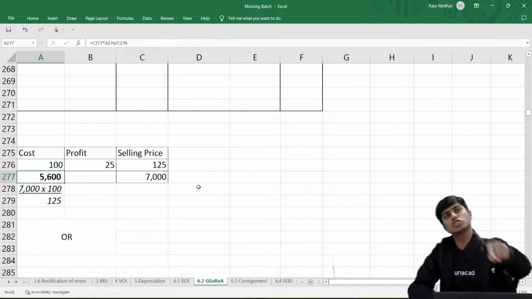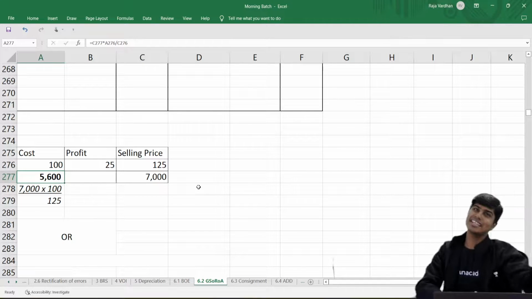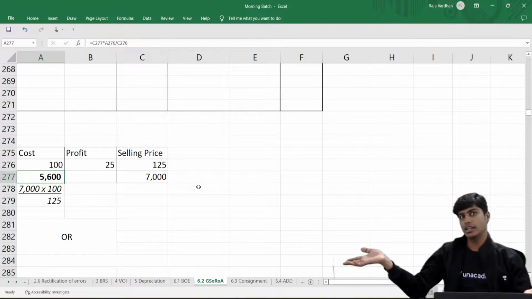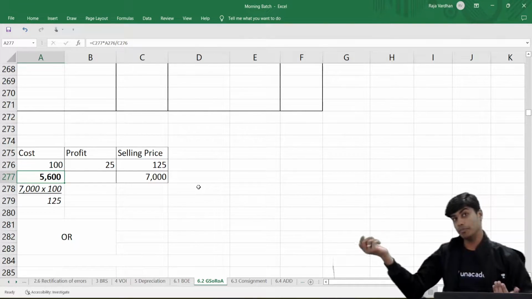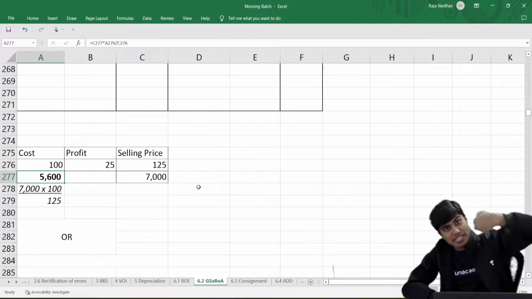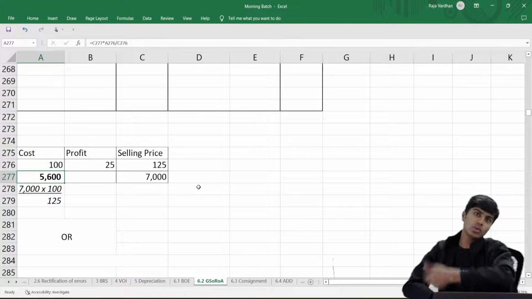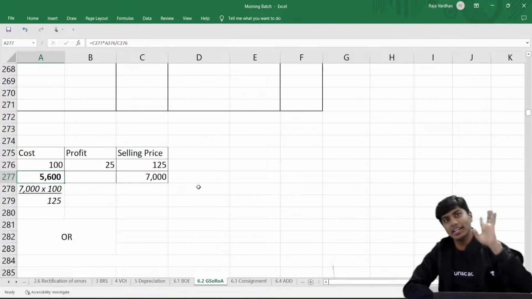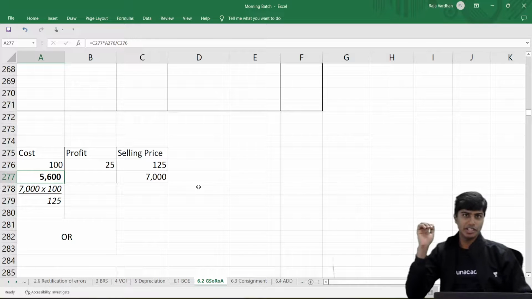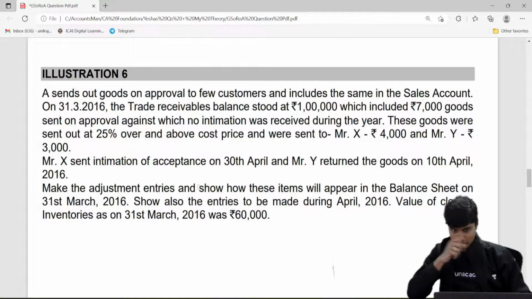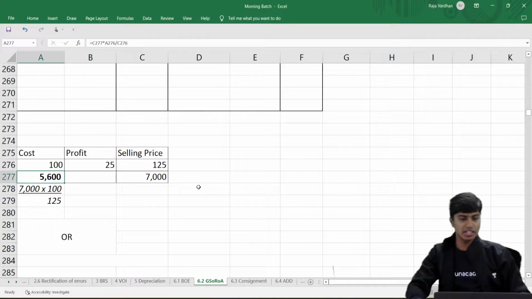This is the cost of the goods lying with the customer, neither accepted nor returned, which belongs to us but is with him. Against these goods, we need to reverse our sale entry that we had passed before. Number 2, we need to include it into our inventory by writing the entry stock with customers to trading. Shall we do that? They've given split of this. It is 4,000 and 3,000 between X and Y.